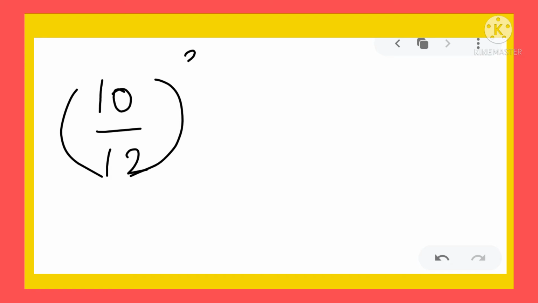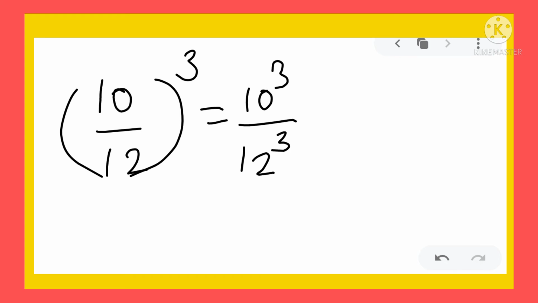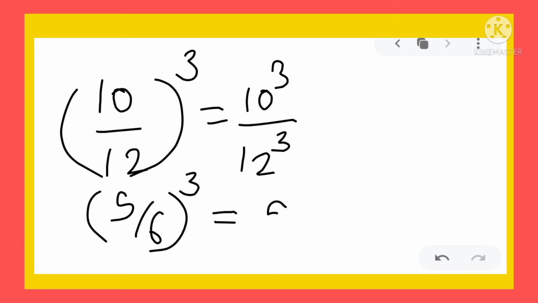If a number is like 10 by 12 raised to 3, here we can find 10 raised to 3 by 12 raised to 3. Or we can simplify 10 and 12. Then it is 5 by 6 all raised to 3. That can be written as 5 raised to 3 by 6 raised to 3.